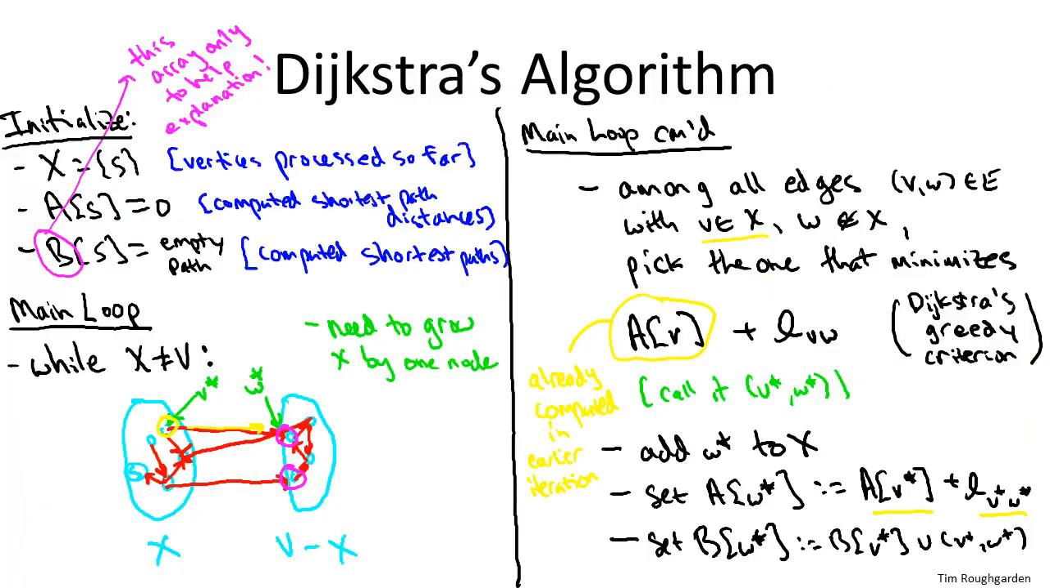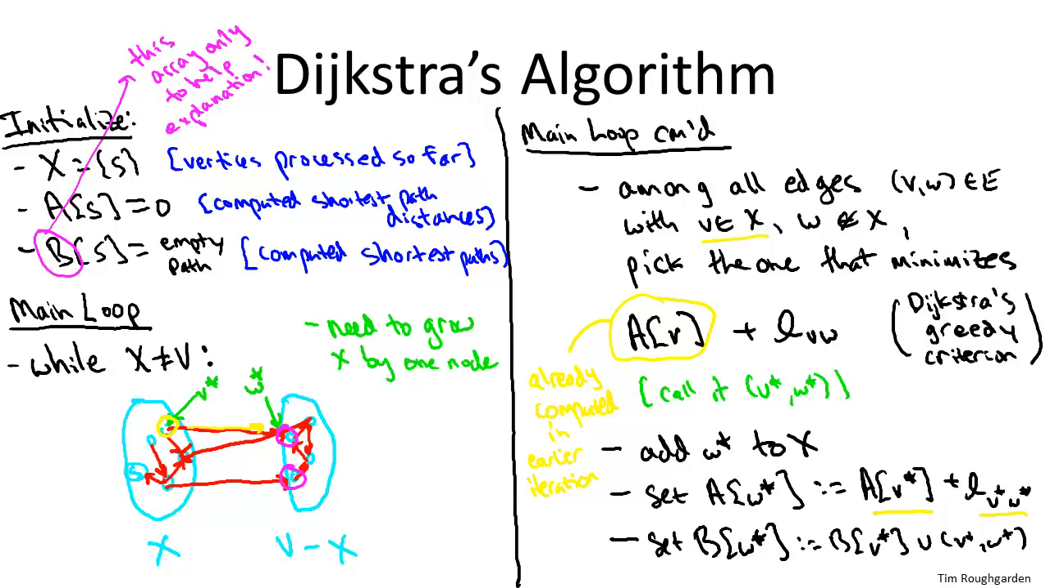So recall that Dijkstra's algorithm is driven by a single while loop. We're going to add one additional vertex to an evolving set capital X as the algorithm proceeds. So X is the vertices that have been processed so far. We maintain the invariant that for every processed vertex, we've computed what we think the shortest path distance is to that vertex. So initially X is just the source vertex S. Of course, the shortest path distance from S to itself is 0.